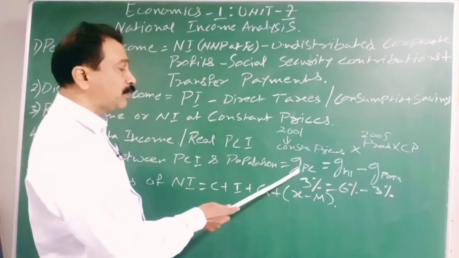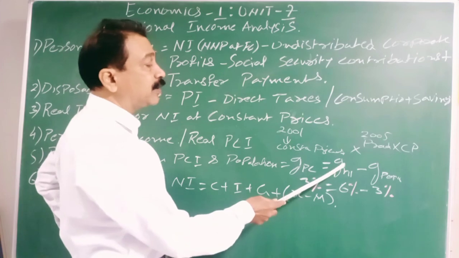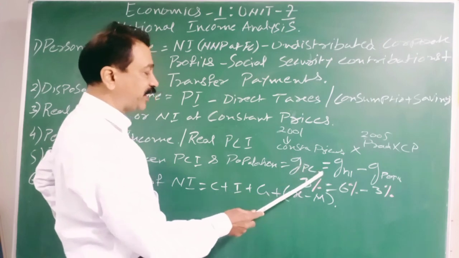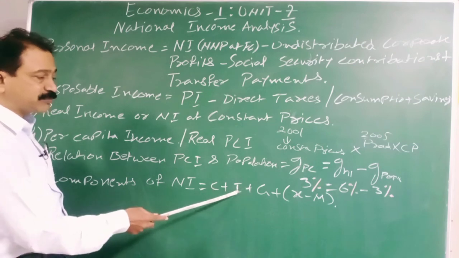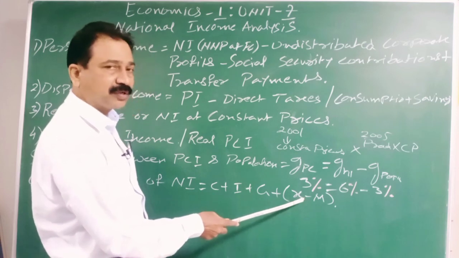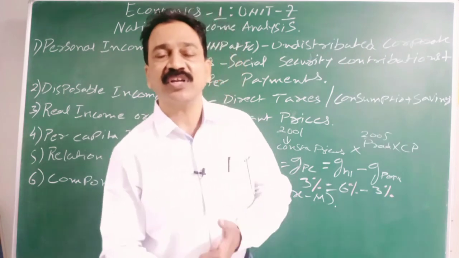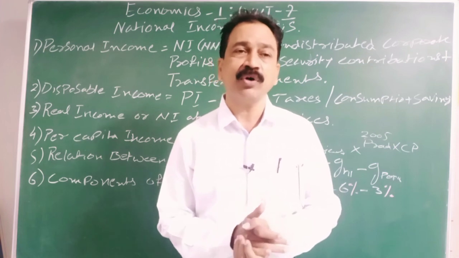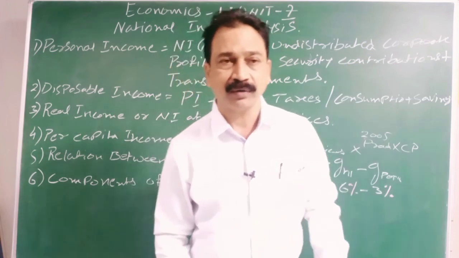Next, relation between per capita income and population. You will get the growth rate of per capita income by taking the growth rate of national income minus growth rate of population. And here components of national income are consumption plus investment plus government expenditure plus X minus M, which can be balanced or positive or maybe negative. With this, all the concepts of national income are completed. So tomorrow we will discuss how to calculate the national income. Okay, with this, today's class is over. Good day, students.